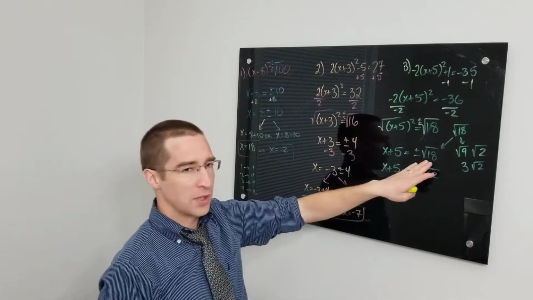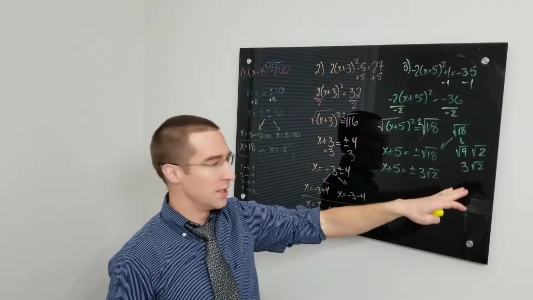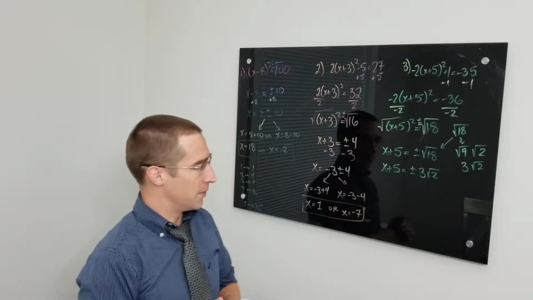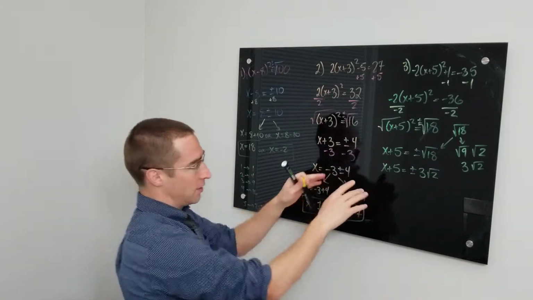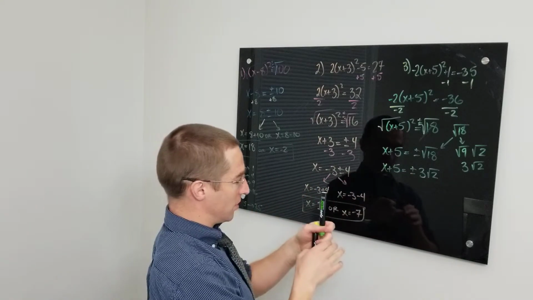If you get something like square root of 18, simplify it. Pull out that perfect square, like that 9 that divides into it, so you get a simplified answer here. Okay, so now we're here. x plus 5 equals plus or minus, positive or negative, 3 times the square root of 2.